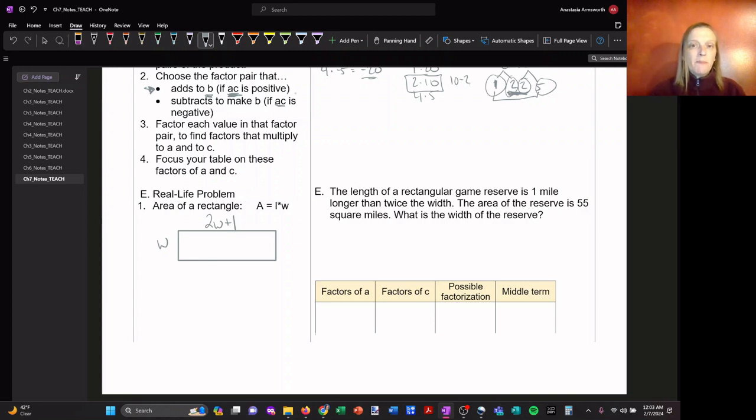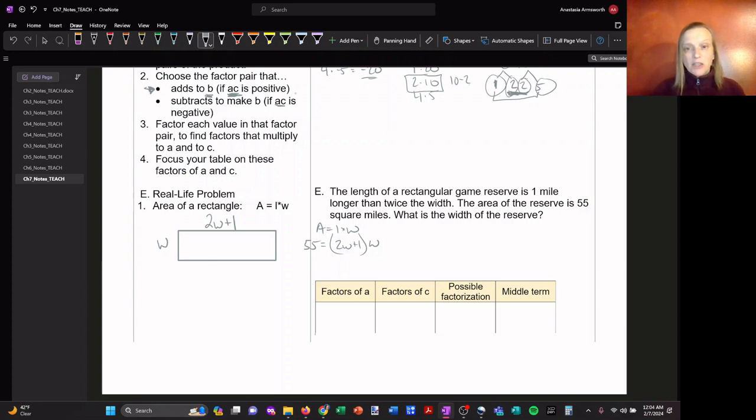Well, I know that the area of a rectangle is length times width. So I can do area is length times width. My length is 2w plus 1. My width is just w. And my total area is going to be 55. I'm going to need to combine this all into one polynomial set equal to 0 so that I can use the zero multiplication property to calculate my possible solutions.